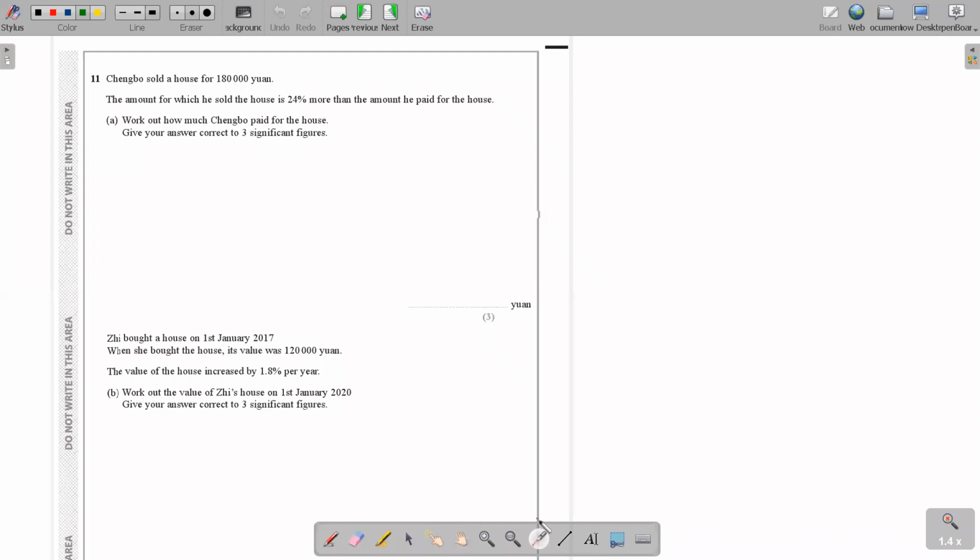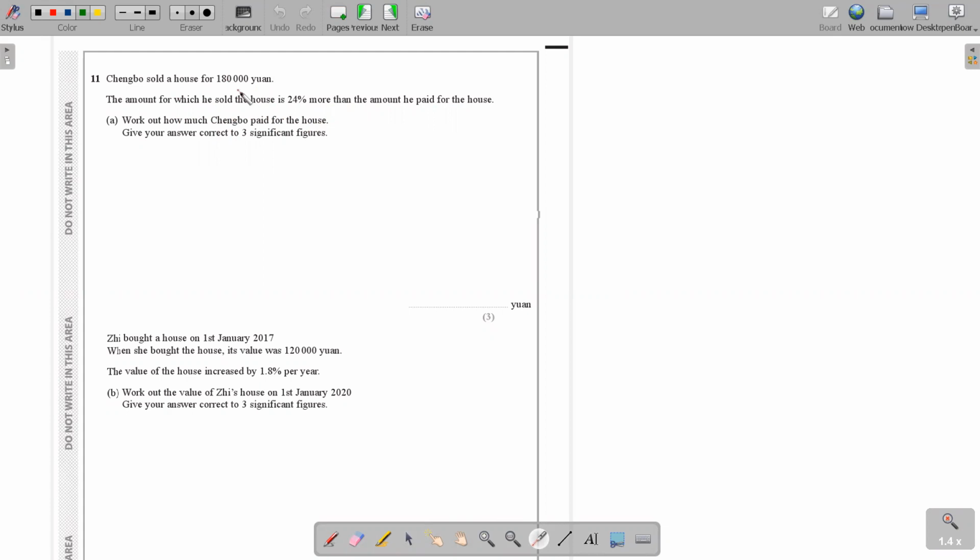Okay, moving on to question number 11. Okay, Chengbo sold a house for 180,000 yuan. The amount for which he sold the house is 24% more than the amount he paid for the house. Work out how much he paid for the house. Give your answer correct to 3 significant figures.